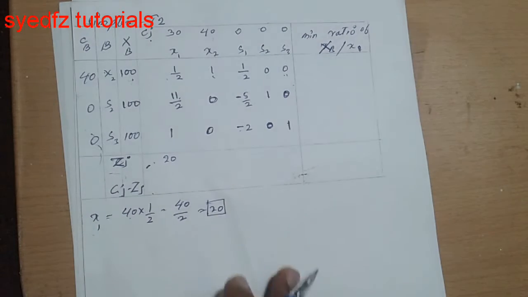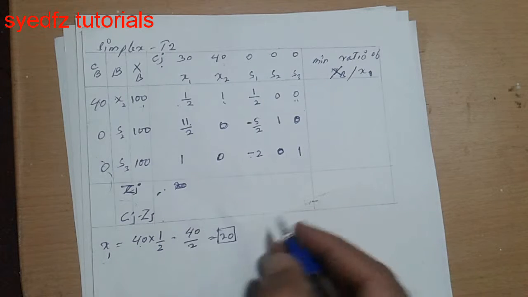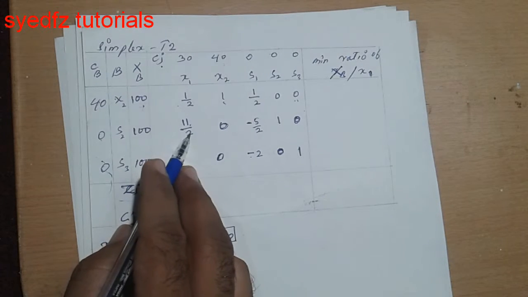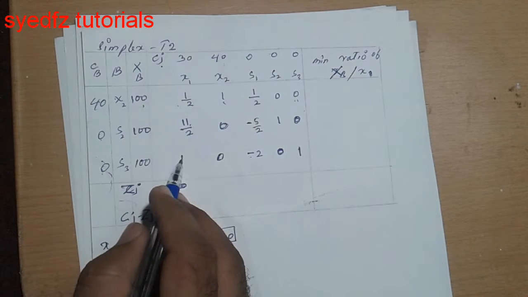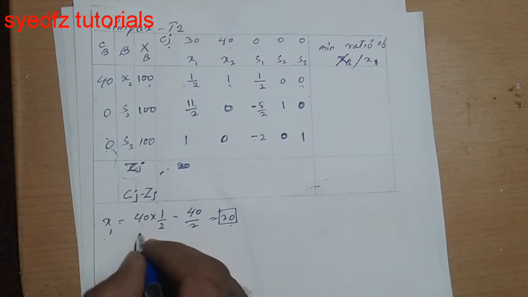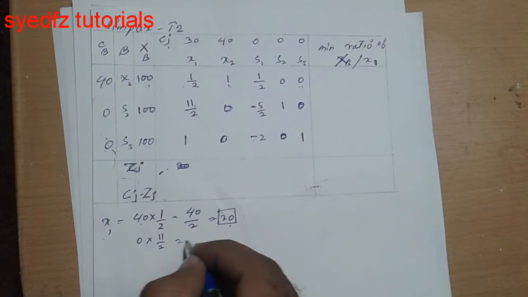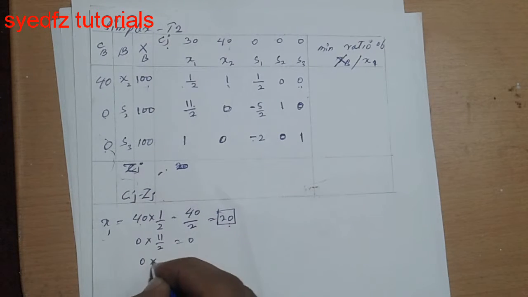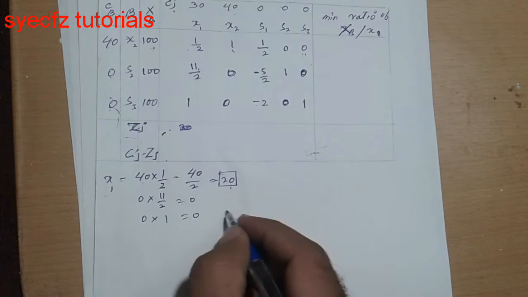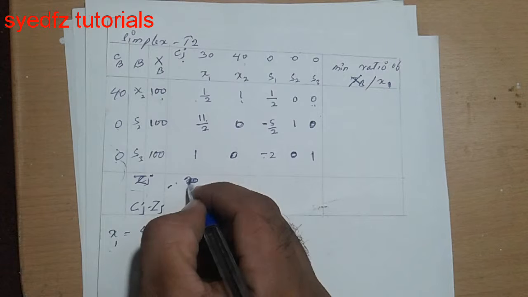And now for x2, the second one, I have written earlier. Now 0 into 1 divided by 2 is 0. 0 into 1, 0. So we have only this one. Means 0 into 1 divided by 2 is 0. 0 into 1 is equal to 0. So overall we got 20. So right here now 20.